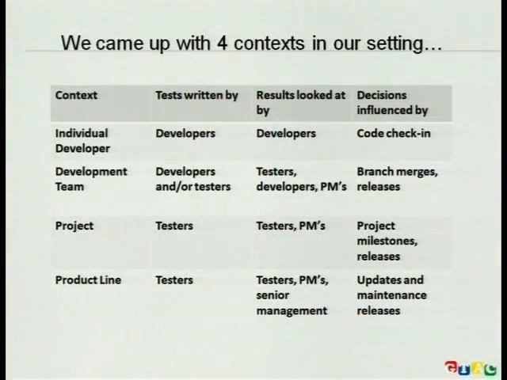And looking at all of these things and the tools that we had built and were using, we came up with 4 contexts that we're using in our setting. We called these contexts the individual developer context, the development team context, the project context, and the product line context. At the individual developer context, the tests are being written by developers. The developers are the ones that are looking at the test results. And the primary decision that we're influencing there is code check-in. If the tests don't pass, you don't check that code in.